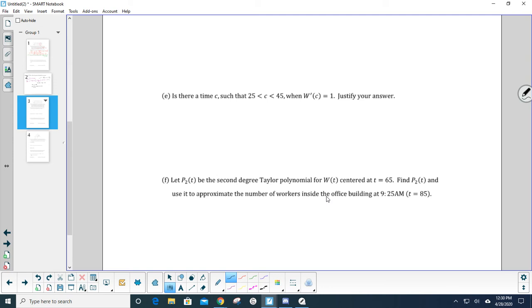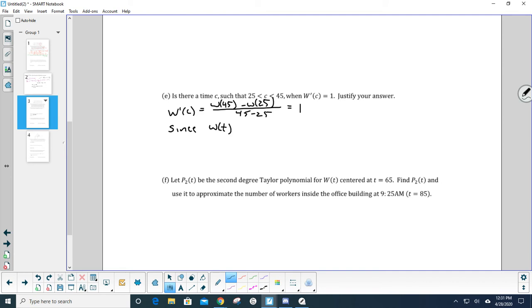So the first thing you have to do here is say W sub T is twice differentiable, which means it is continuous. So by the mean value theorem, by MVT, there is a time C between 25 and 45 where W prime sub C equals 1 and the average rate of change is. So when I did this one, the very first thing I did is I said this equals W sub 45 minus W sub 25 over 45 minus 25. That equals 1. I showed that.